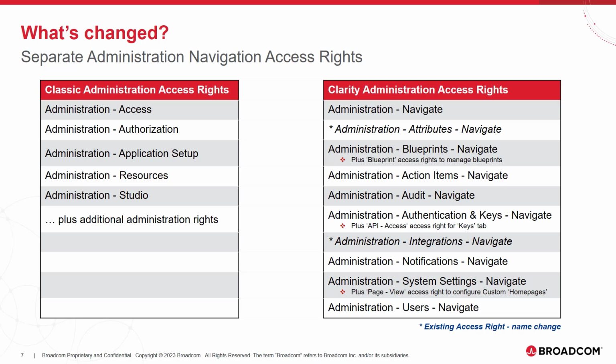For most of the tiles, the one access right is enough to manage the data within, with the following exceptions. To manage blueprints, you'll be able to automatically view all blueprints, but you'll need a combination of other blueprint access rights to manage them. Within the Authentication and Keys workspace, adding the API access is separate because that can be enabled separately and provides additional access for end users to create their own API tokens. To configure or manage custom home pages, the page view access is required.